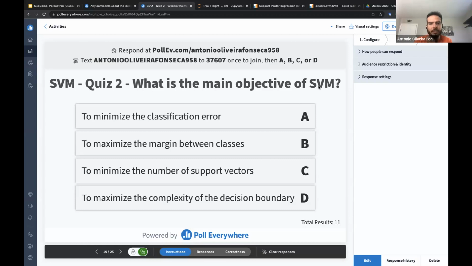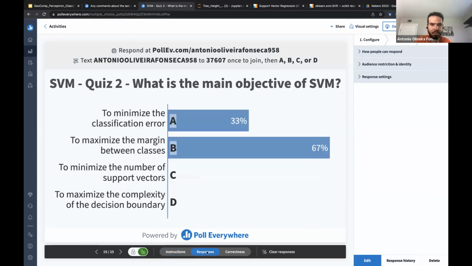And here I should probably be more specific. I'm talking about support vector machine for classification in this case, okay? You got that from the question, right? Because I'm talking about classification, classes. So, okay, great. The response: to maximize the margin between classes. That's correct.